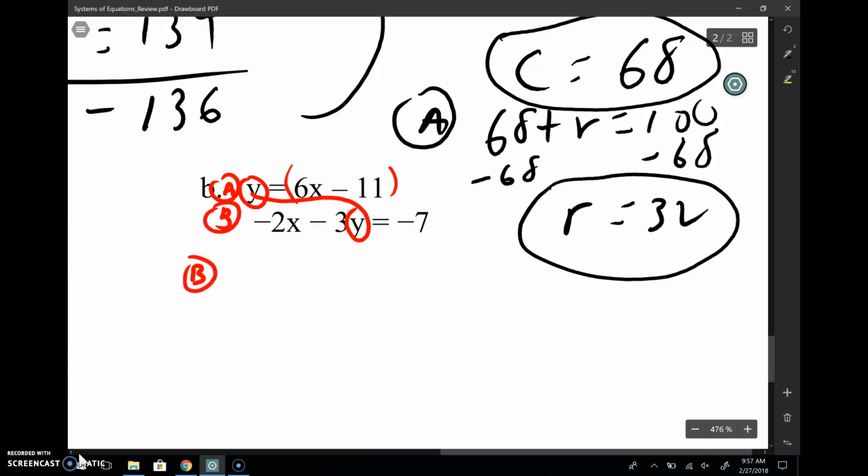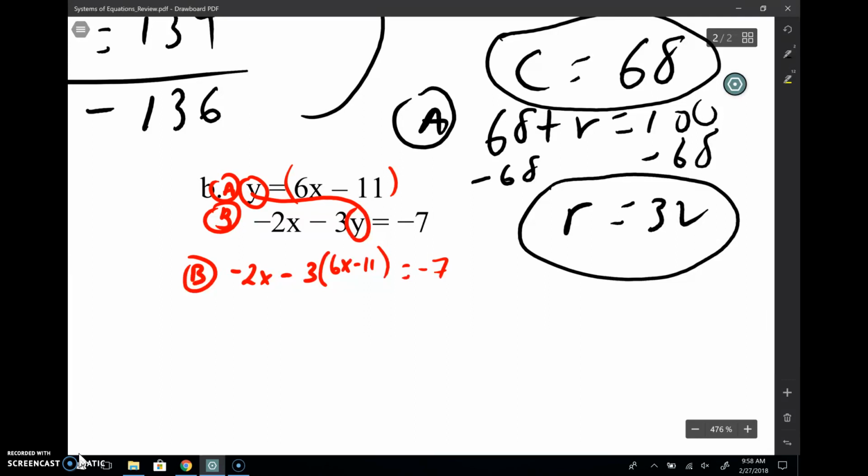So equation B looks something like this: negative 2x minus 3, but instead of y, because there's y equals negative 7, I'm going to substitute in the quantity of 6x minus 11, because those two are the same. It's like when I say y is equal to 5, wherever there's a y in the second equation, you would just substitute in 5. The same idea. And from here we follow our protocol.